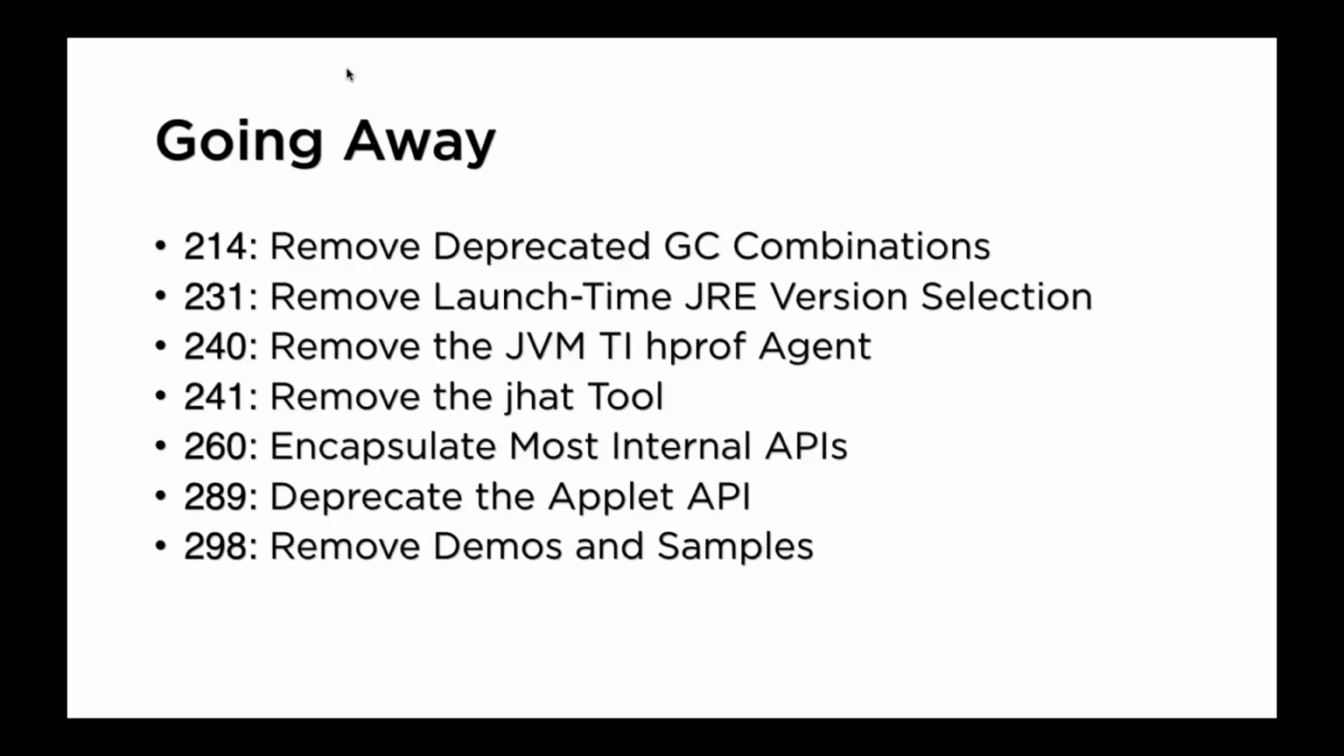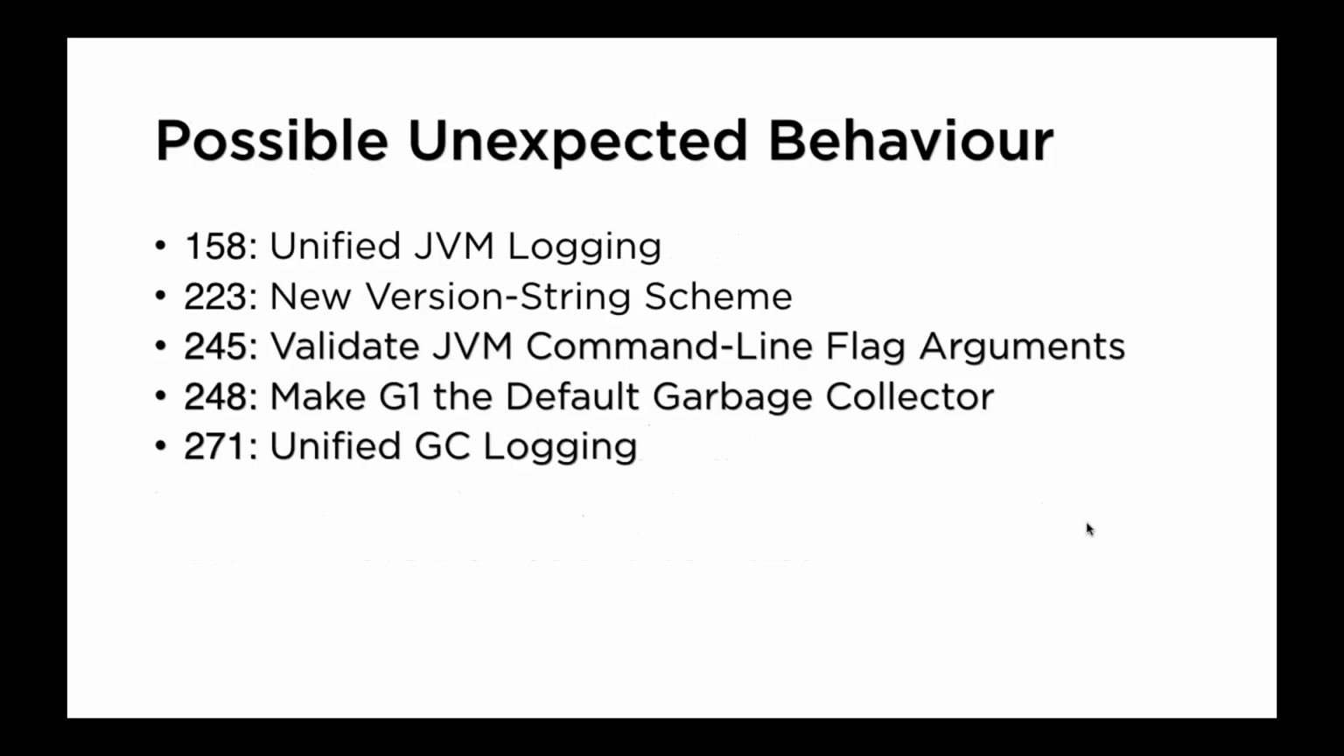There are a number of things which could contribute to your code breaking. There's a lot of things which are going away. So removal of deprecated GC combinations, for example, removing various tools, removing various launch time flags, deprecating the applet API. These sorts of things, they're going away. And encapsulating most internal APIs is the thing which basically makes some things that you were using potentially look like they've gone away.